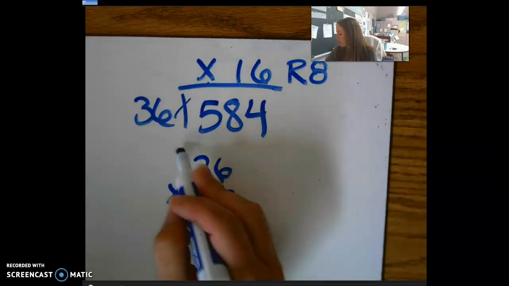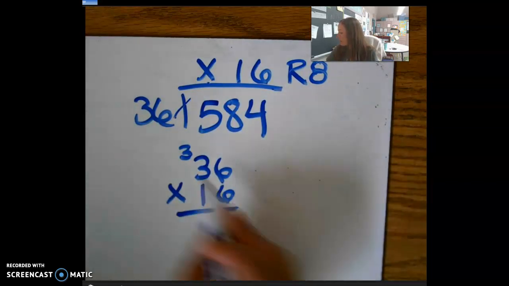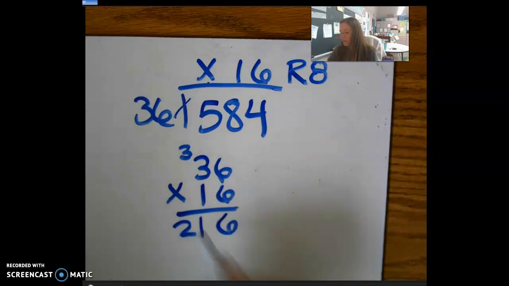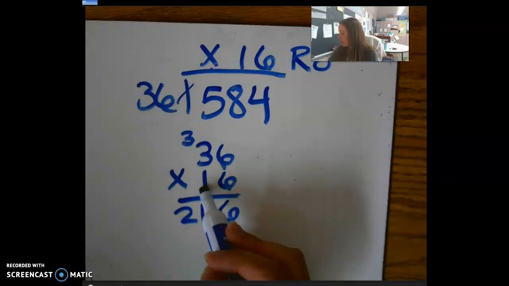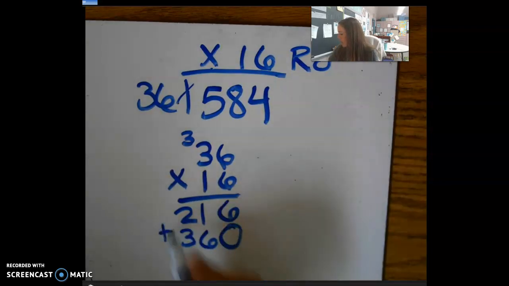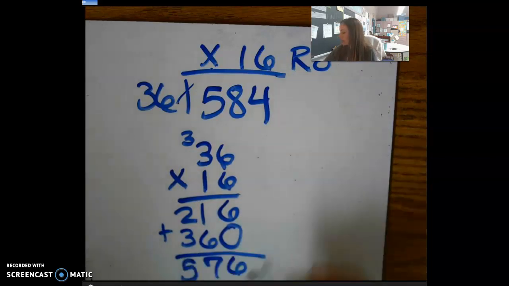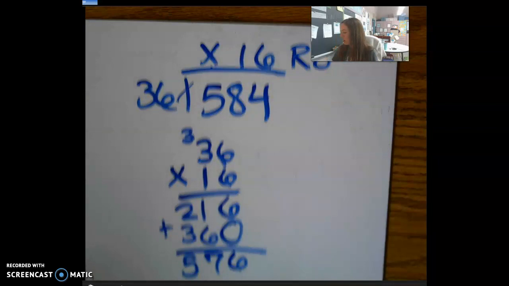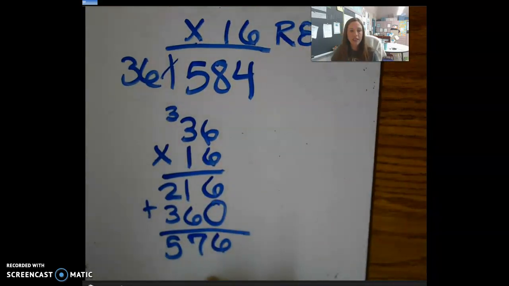6 times 6 is 36. 3 times 6 is 18, plus 3 is 21. Put in that 0, and now we can multiply by 1. 1 times 6 is 6. 1 times 3 is 3. And we're going to add them together. Well, I haven't gotten 584. I have only gotten 576.